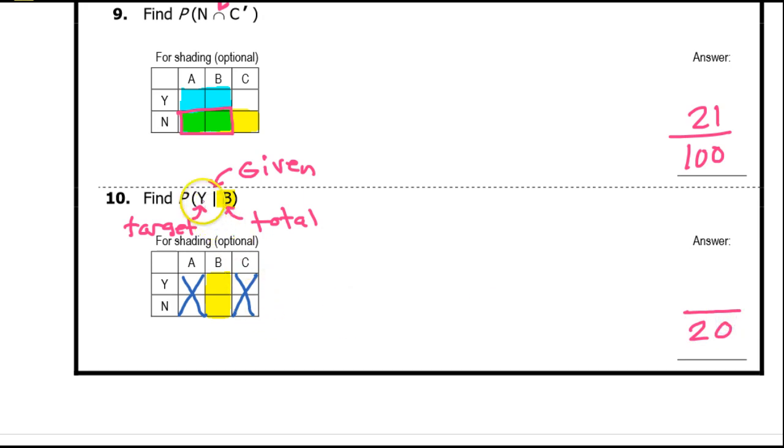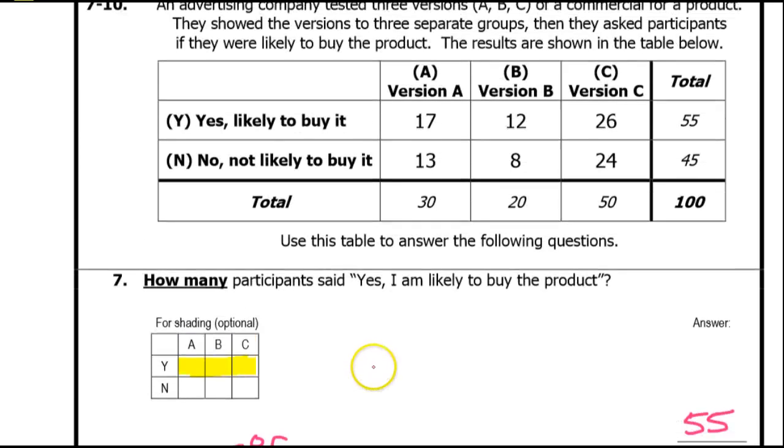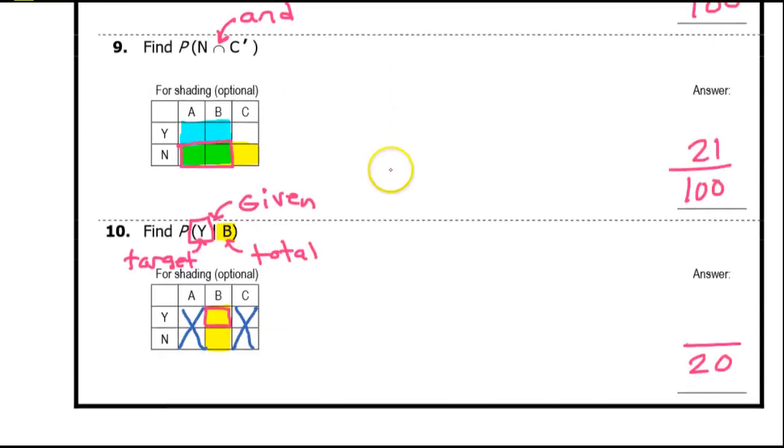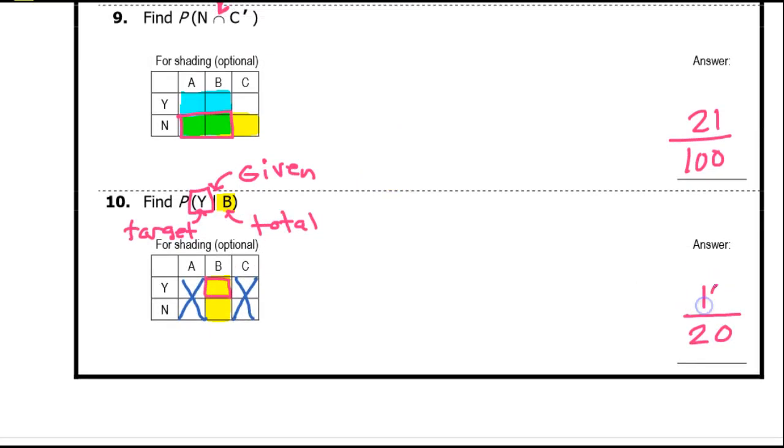Now the target is Y. All right, the yes people. So the target is this part. Of course I'm going to ignore what I crossed out. That's why we cross it out, so we wouldn't be tempted to use those numbers. So the only remaining Y part is this number right here, and that's going to be the target. Okay, so that is going to be 12. So that's why it will be 12 out of 20.